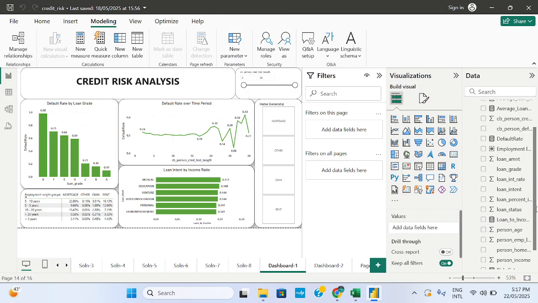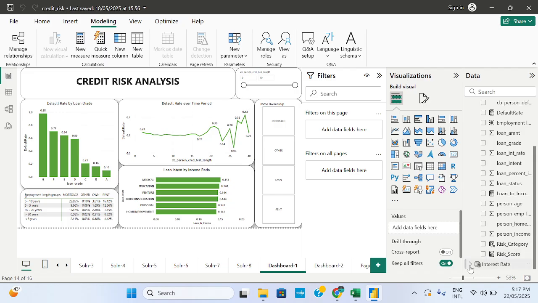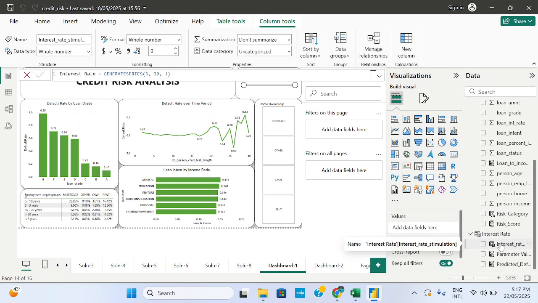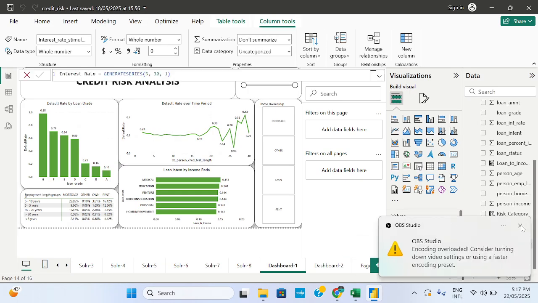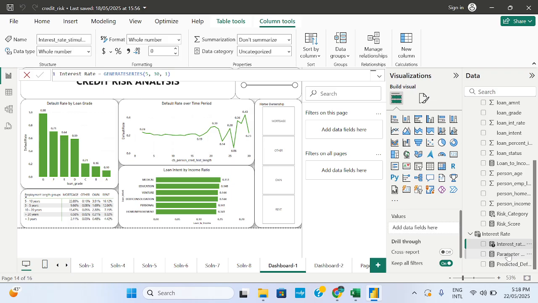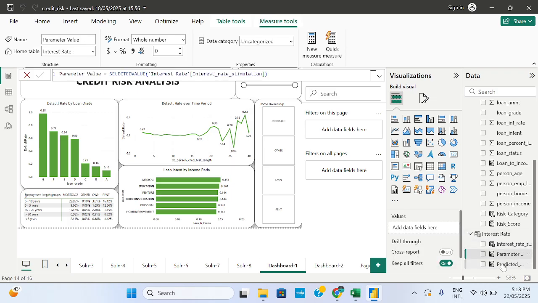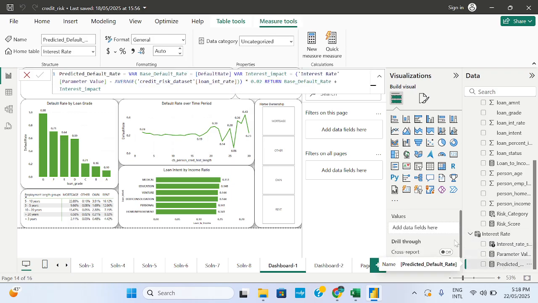And lastly, I want to also show you the interest rate. The interest rate has just been generated as a series. Okay. So yes, this is the parameter value which is more required here.